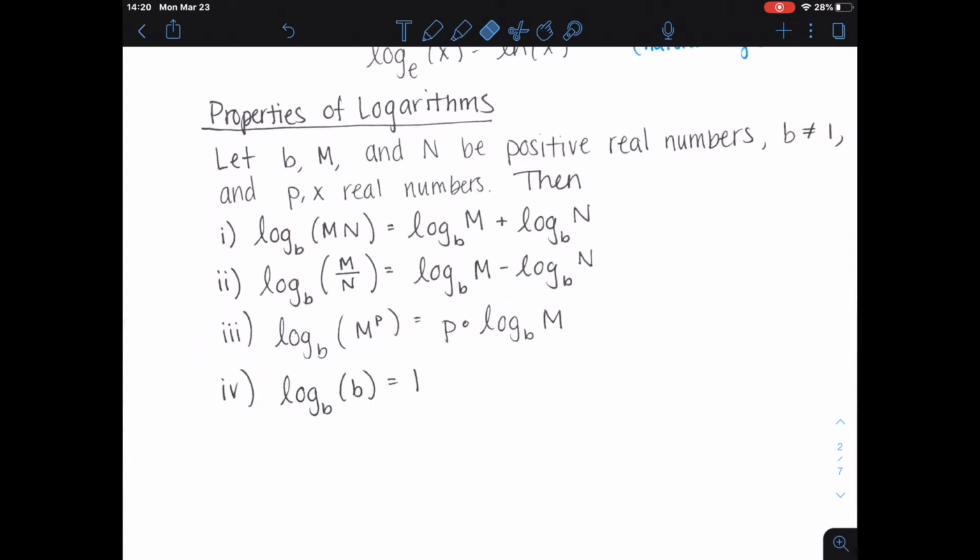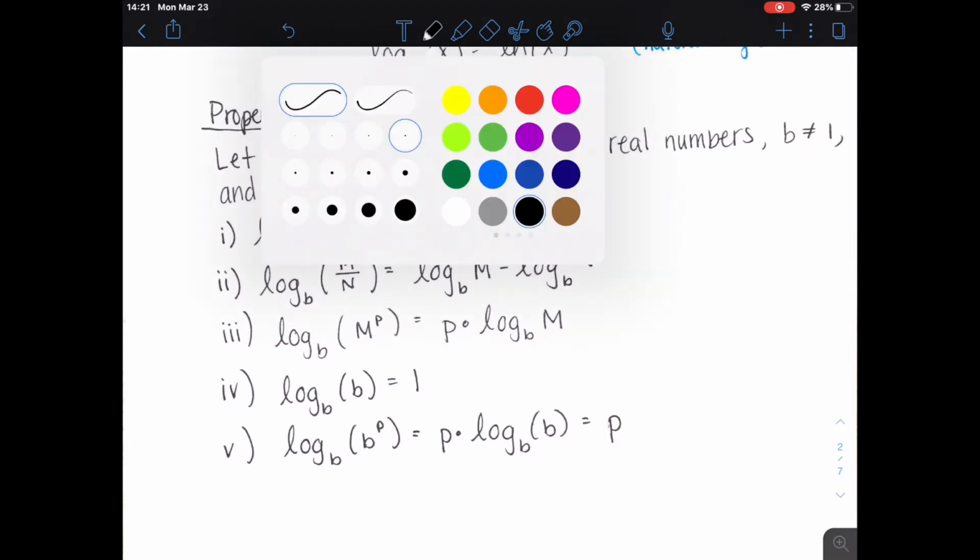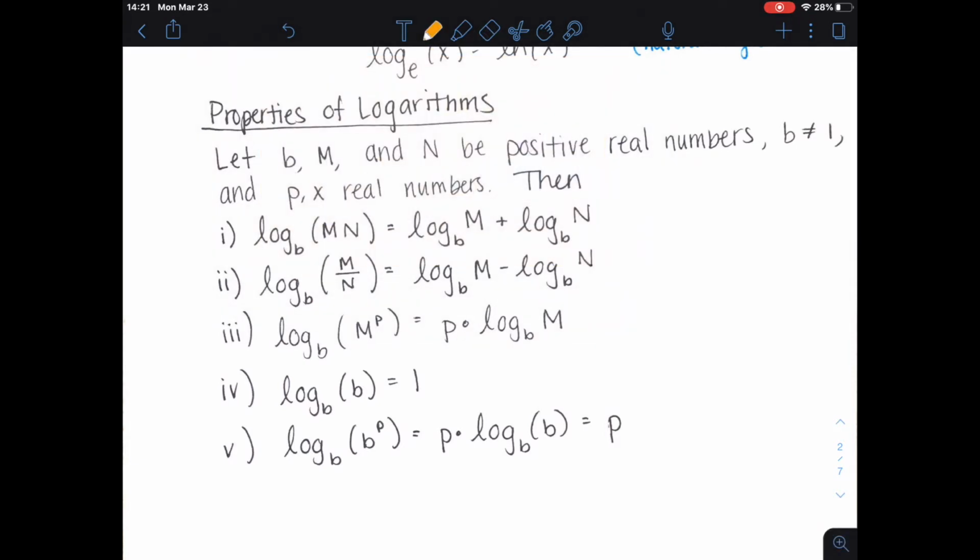The fourth one is if you have log base b of the same value as the base, it just equals 1. Those cancel each other out essentially. Likewise, if you have log base b of b to a power, you can pull the p out, but another way to think of this is, because the logarithm and the exponential function are inverses, those undo each other and you just get p left over.